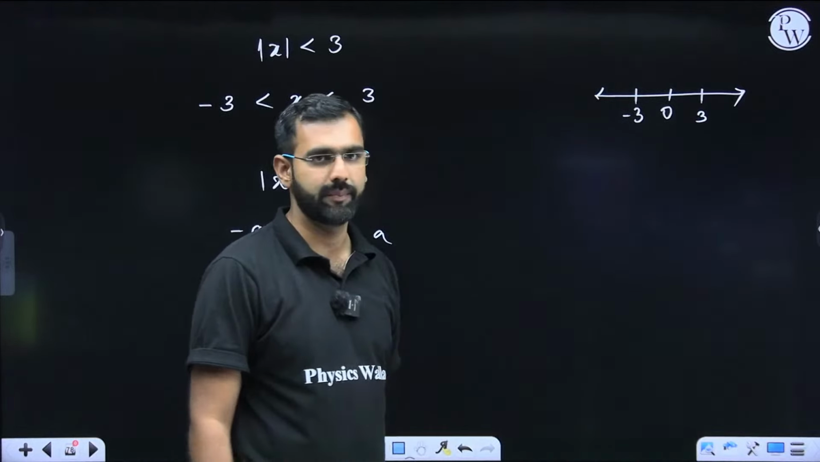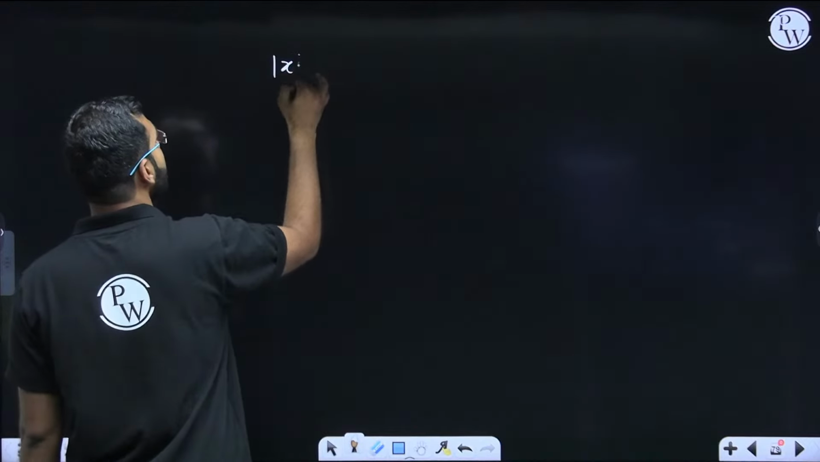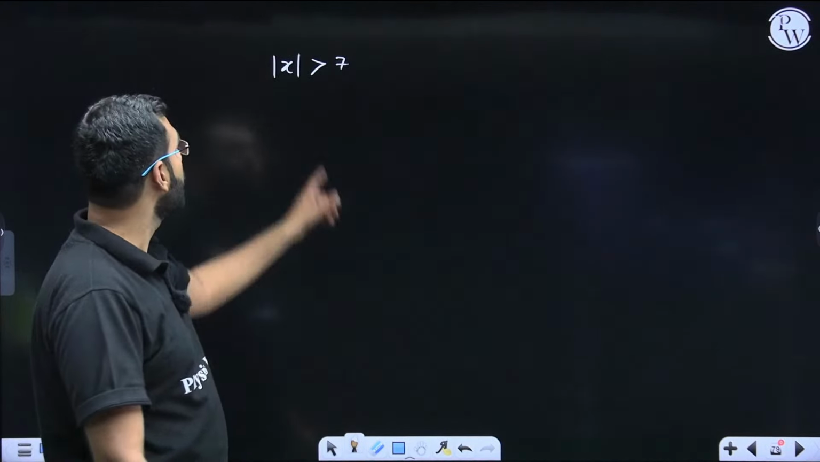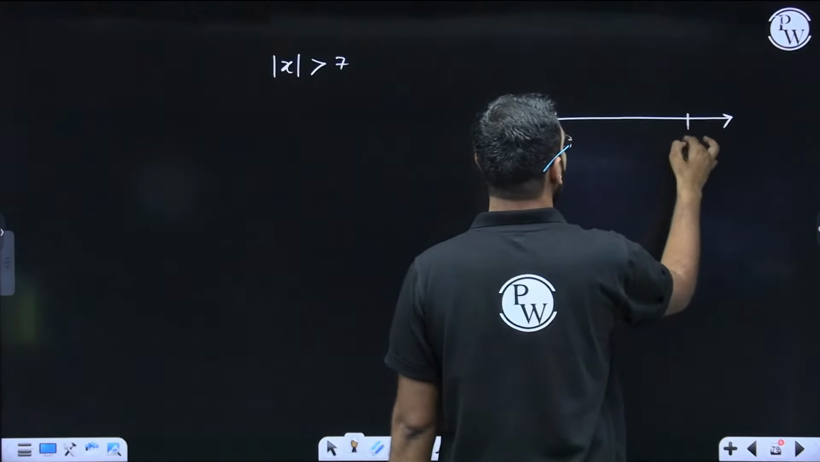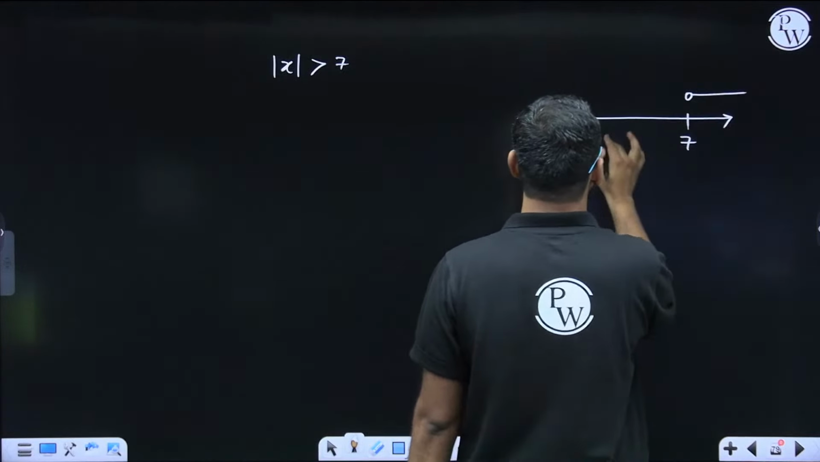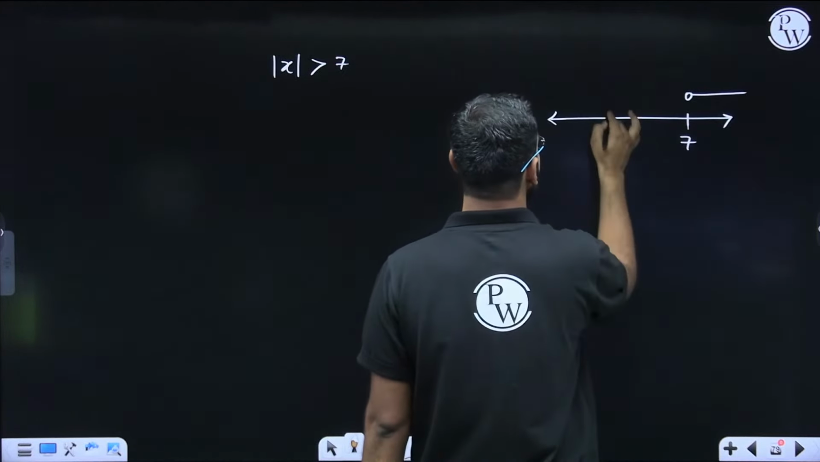From here, one more conclusion can be drawn. What is that? Let's say if somebody says that mod x is greater than 7. What does it mean? It means I'm looking for all those x whose modulus is greater than 7. Now, can you not imagine that if you take all the numbers which are greater than 7 or all the numbers which are less than minus 7, I hope you can imagine this. Let's say minus 8, minus 9, minus 10, their modulus is greater than 7.